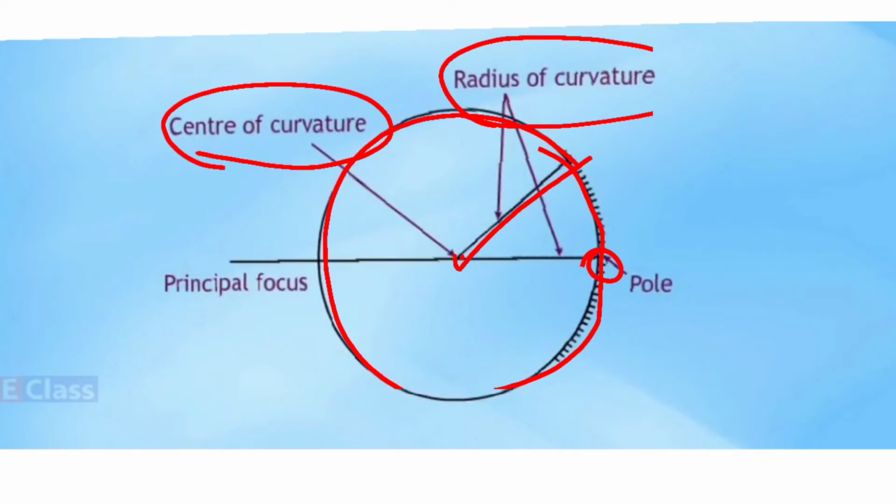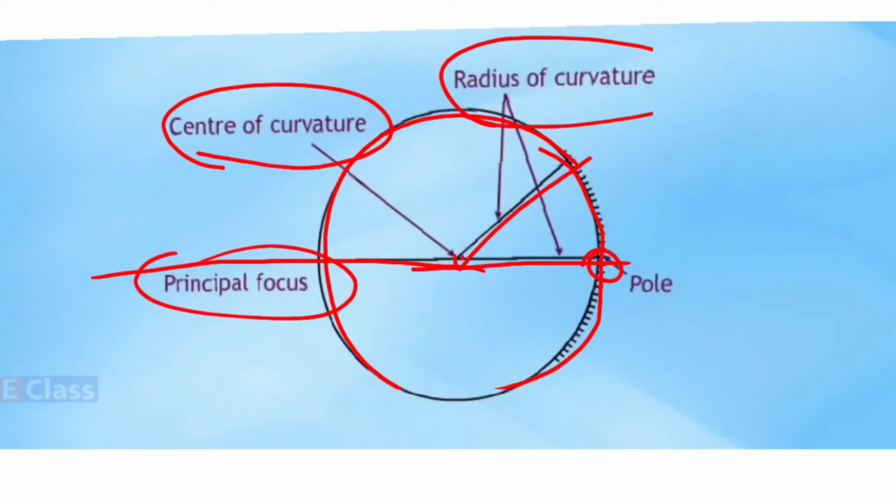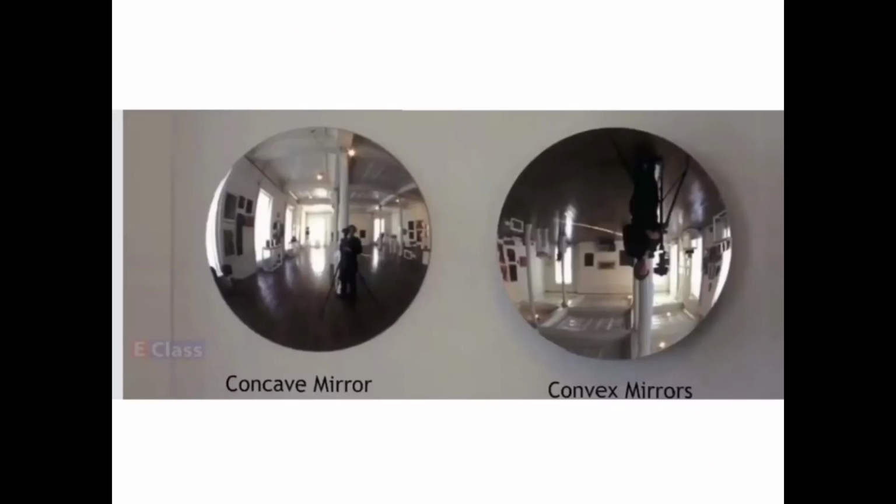And the line which passes through the pole and the center of curvature is called the principal axis. We are often going to use the terms C, principal focus, then focus, F, pole, etc. All these terms we are going to use with respect to lenses.